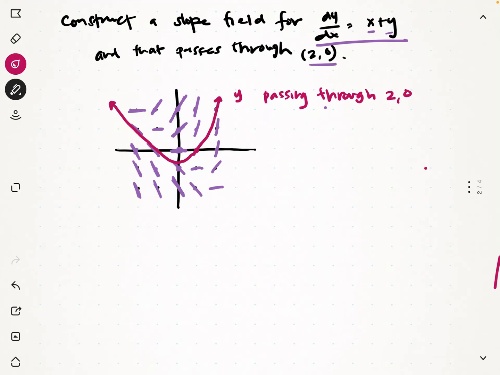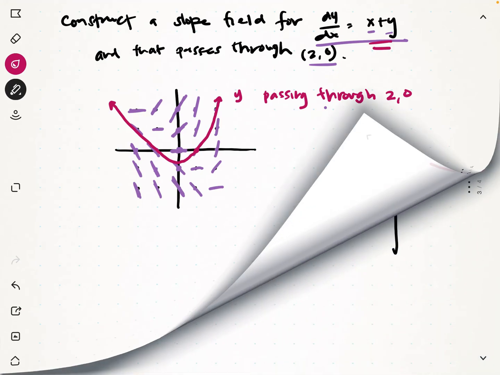Okay, so just to recap on the slope field, what we're going to do is use our equation, take the x and y coordinates of each point, and then determine what the slope is from our equation.